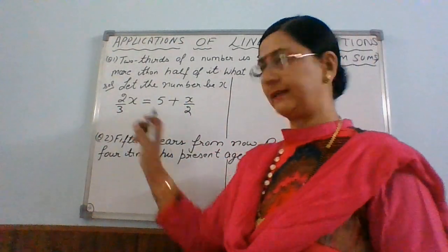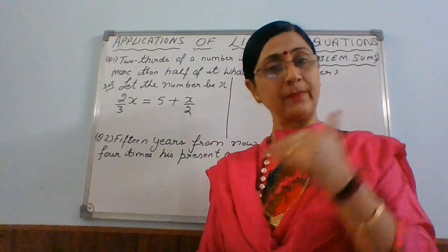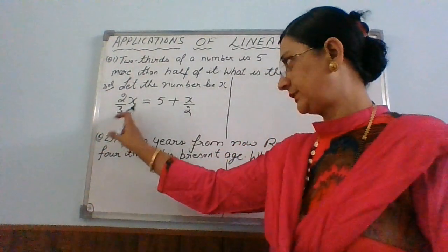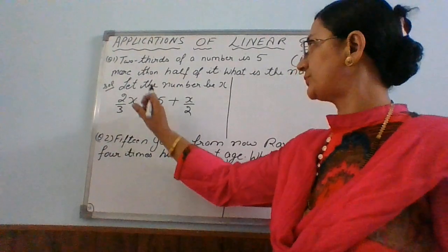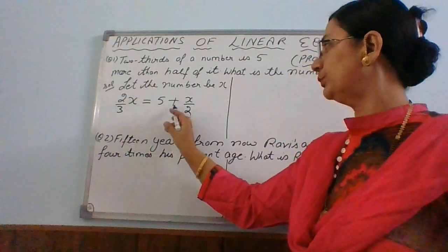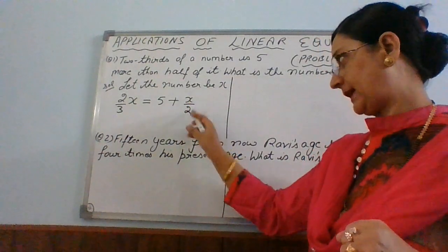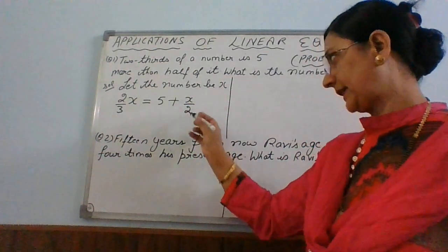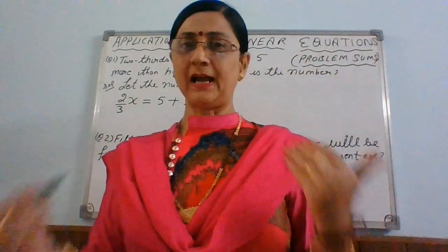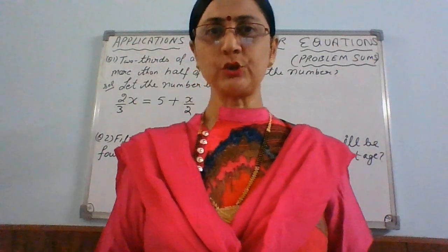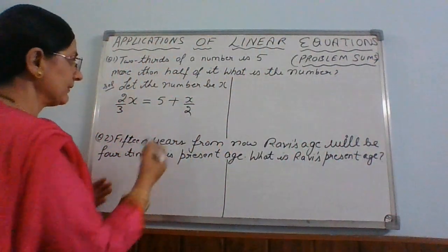So 2/3 of that number, 2/3 multiplied by that number, that is 2/3 of x, is means equals to 5 more than, 5 more. More is addition, right? 5 more than half of a number. Half of that number means x by 2. Half, how do we find? Just we divide by 2, right? Okay, now we have to solve the equation.